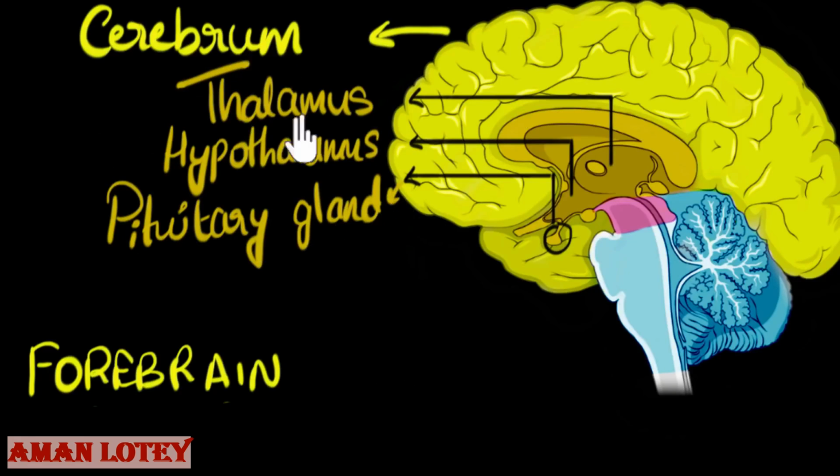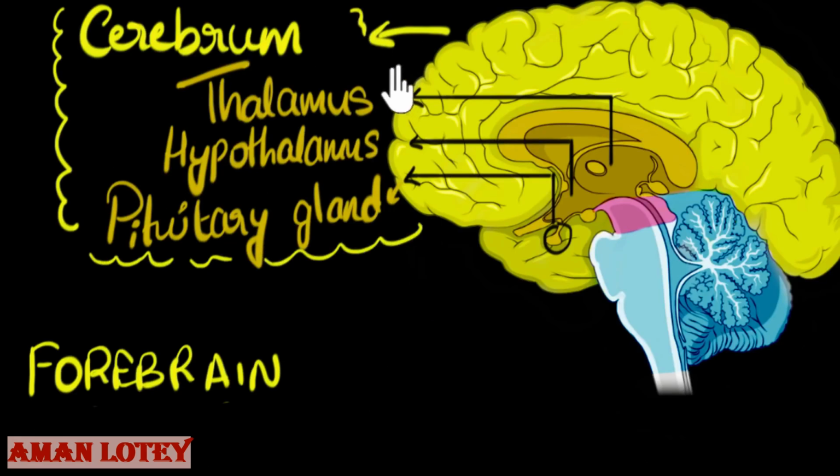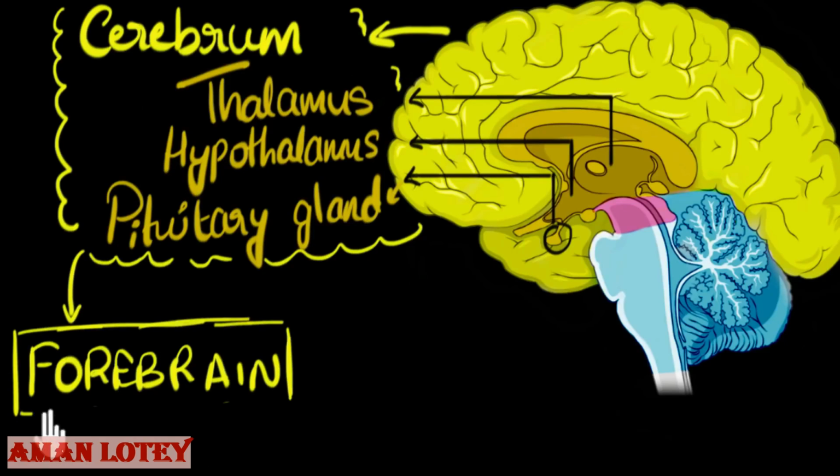So these are the 4 parts of our forebrain. These are the only parts that we'll concentrate on. So let me just put them together. So this is your forebrain parts. All right, so what do they do? What are their functions? We don't have to look at the individual functions, but the forebrain as a whole, what does it do?